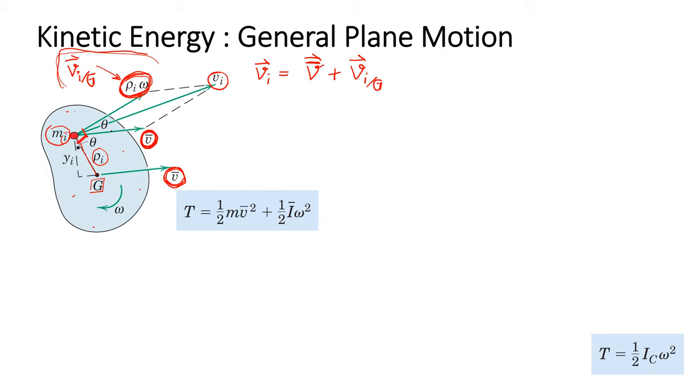If you see this vector diagram, we have V bar for this vector, and we have rho_i omega for this vector. By the graphical method here, we can obtain the magnitude of V_i by the law of cosine. We know the angle between the two vectors is theta.